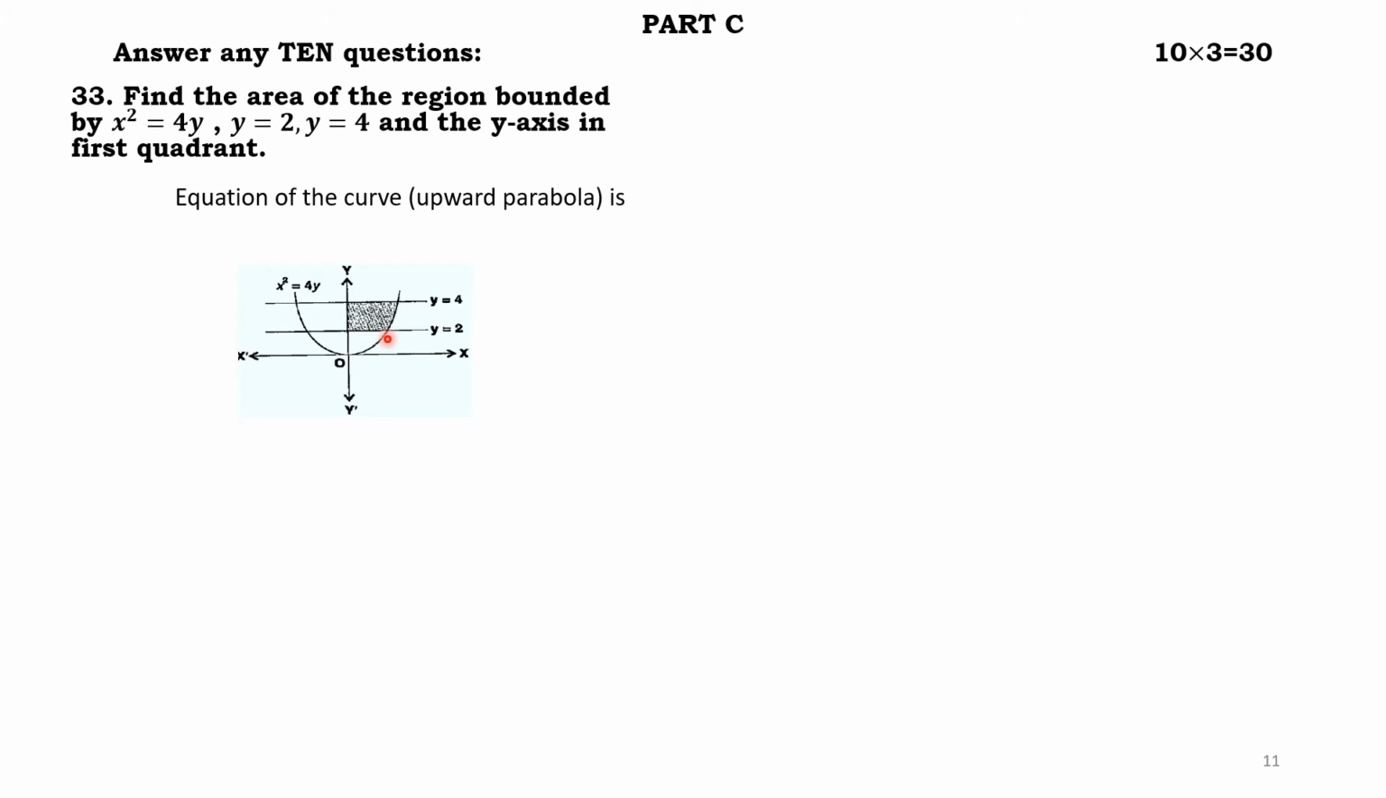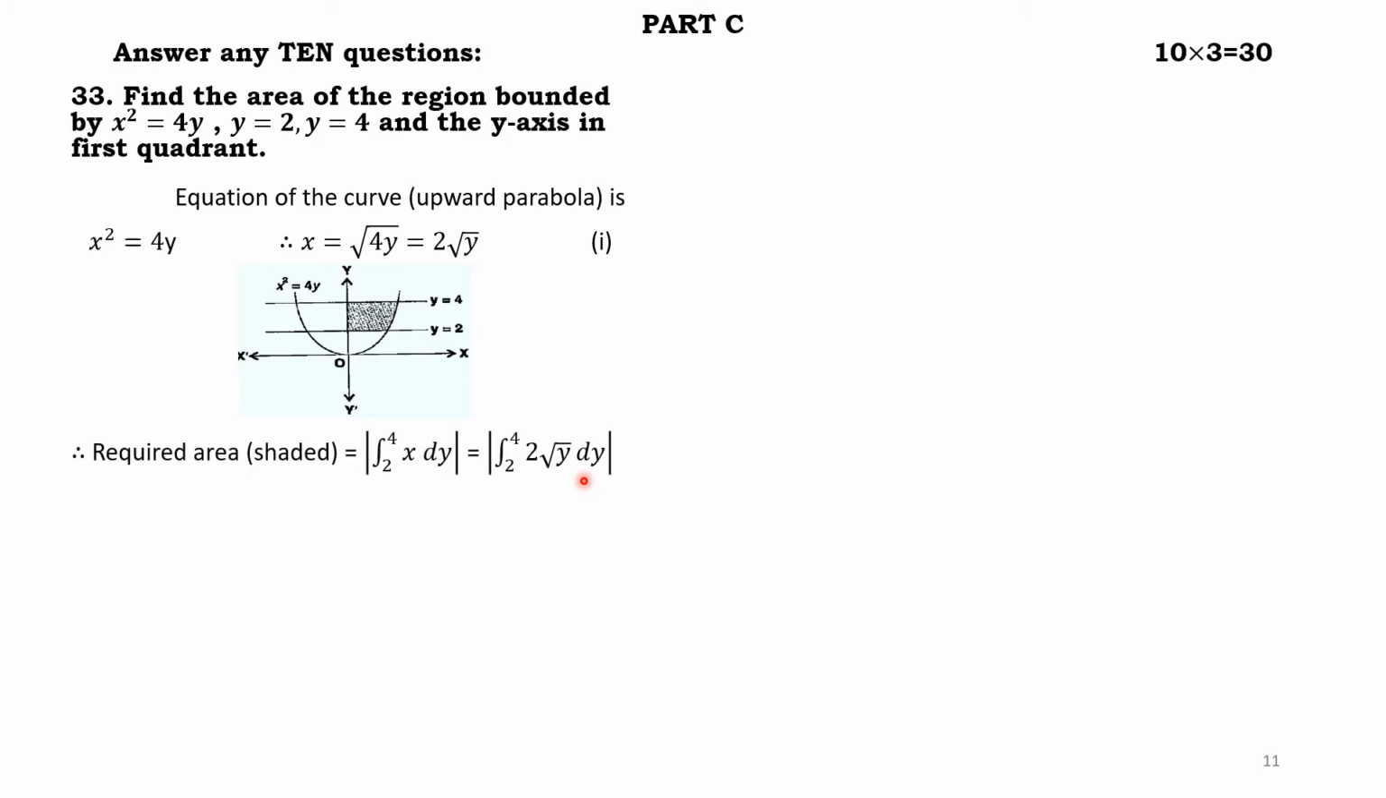Therefore, the equation of the upward parabola is x square is equal to 4y, or x is equal to root of 4y, that is equal to 2 root y. Therefore, the required shaded area is the mod of integral 2 to 4 x dy, that is equal to integral 2 to 4 of 2 root y, substituting x as 2 root y from the given equation.